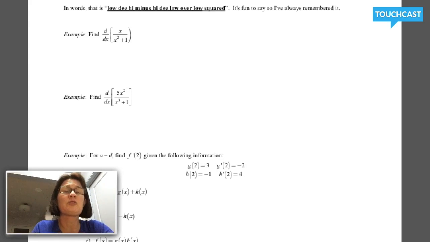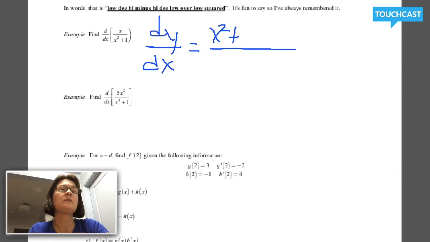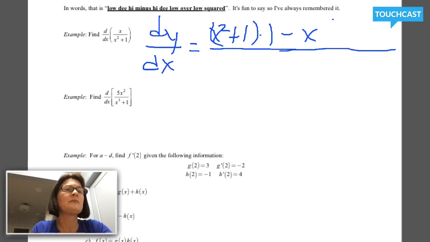If I want to find the derivative with respect to x of x divided by x squared plus 1, I'm going to use the quotient rule. Let's use blue. I'm going to write dy dx, or d dx of x over x squared plus 1 equals the original denominator, x squared plus 1, times the derivative of the numerator, the derivative of x is 1, minus the original numerator, I never make that line long enough, times the derivative of the denominator, 2x, all over x squared plus 1 squared.